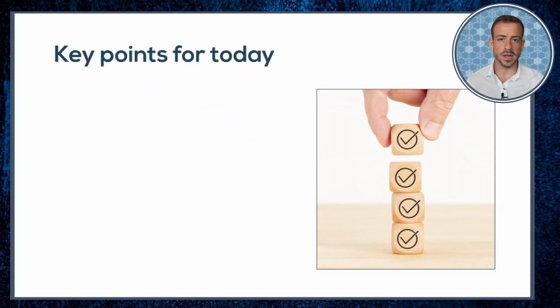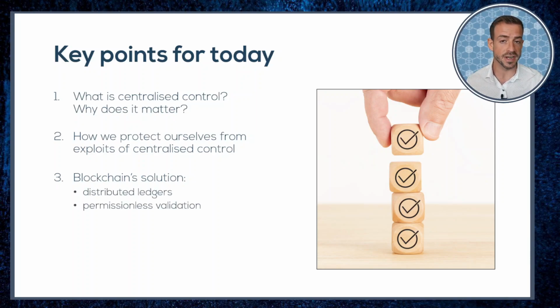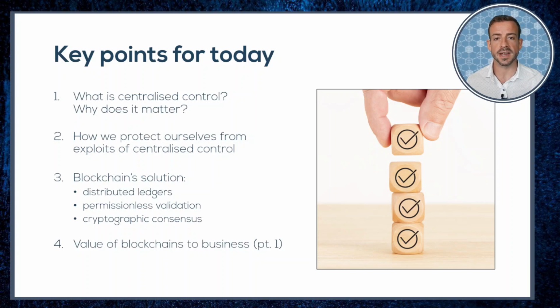The key points we'll cover today are: what is centralized control and why does it matter? We'll then look at the solutions that we've used so far to protect ourselves from exploits of centralized control. We'll then look at blockchain's alternative solution to this problem, which uses distributed ledgers, permissionless data validation, and cryptographically secured consensus. We'll finish up with an examination of the value-add potential that blockchains can bring to businesses.